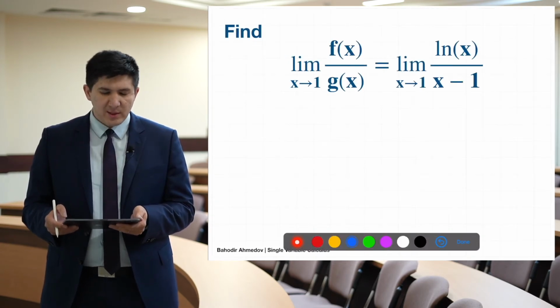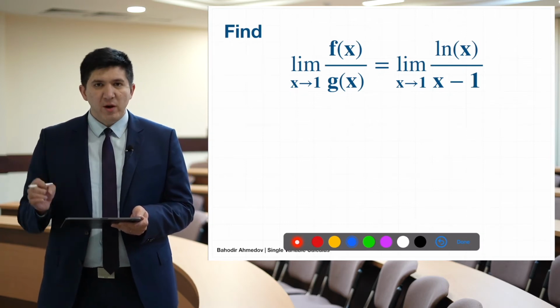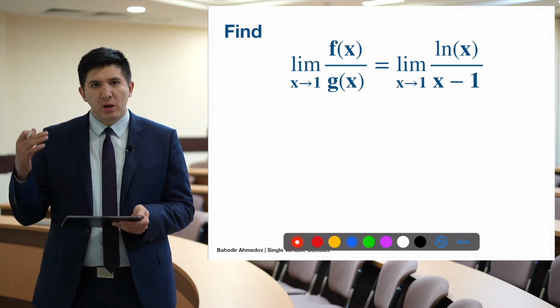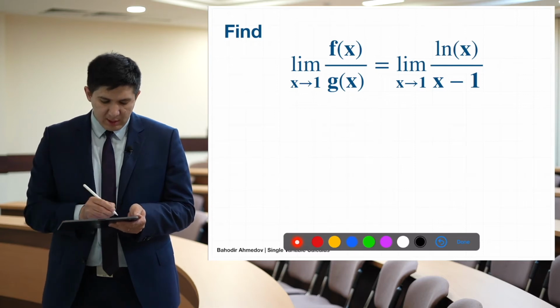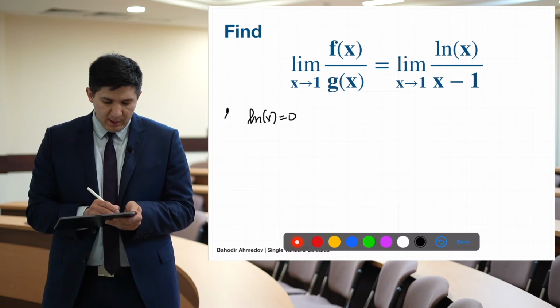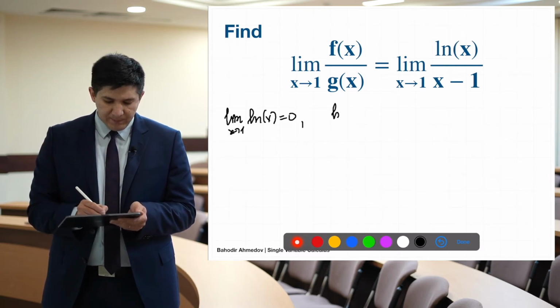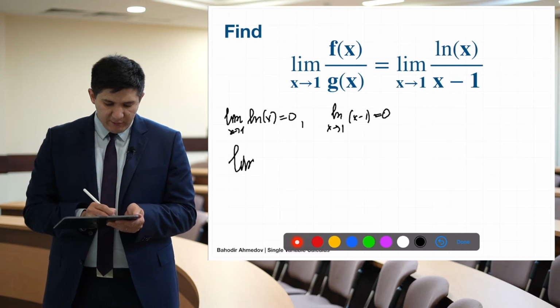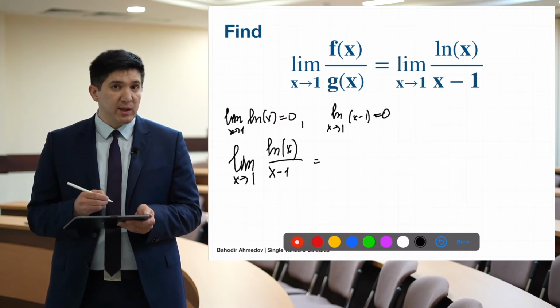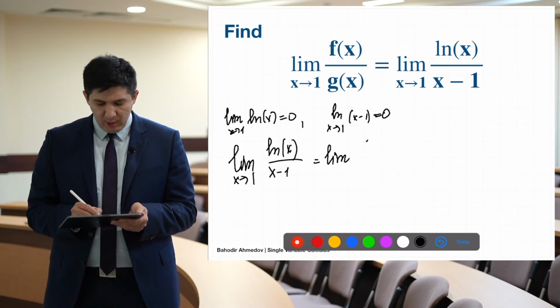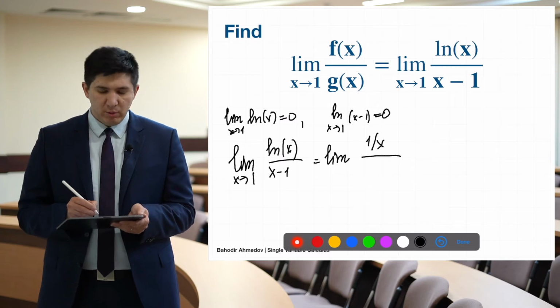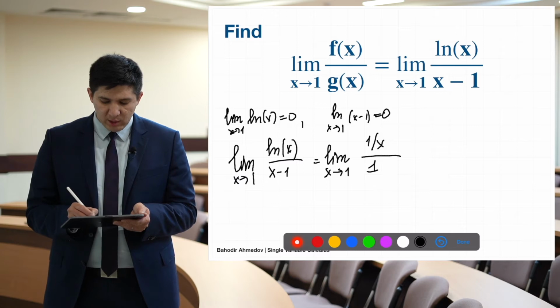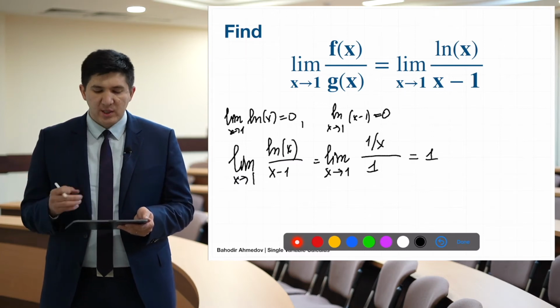Find the limit of ln of x divided by x minus 1 when x goes to 1. First of all, we always have to check whether both parts of this ratio are going to 0. In this case, ln of x goes to 0 indeed when x goes to 1, and the limit of x minus 1 when x goes to 1 is also equal to 0, so the requirements of L'Hôpital's Rule are fulfilled. So the limit of ln x divided by x minus 1 as x goes to 1 is equal to the limit of the derivatives: on the numerator, the derivative of ln x is 1 divided by x, and the derivative of x minus 1 is simply 1. As x goes to 1, this is equal to 1. So the limit of ln x over x minus 1 is equal to 1.